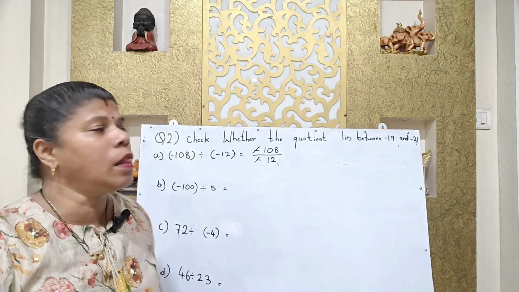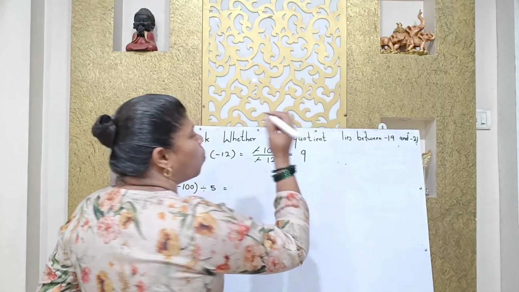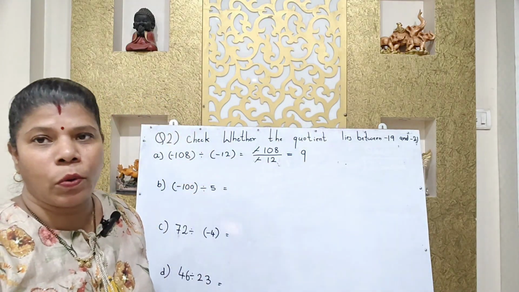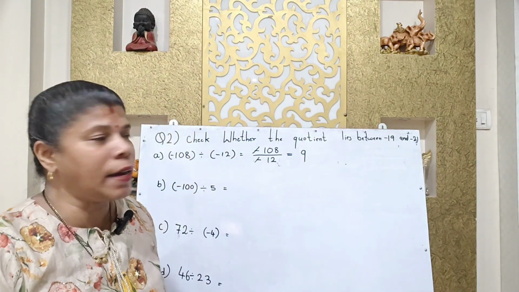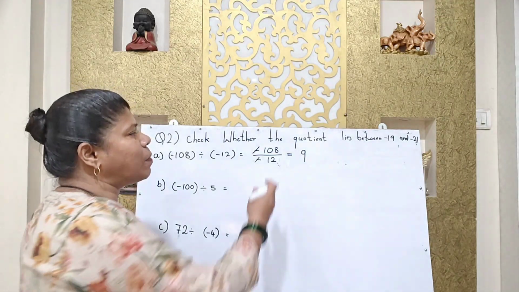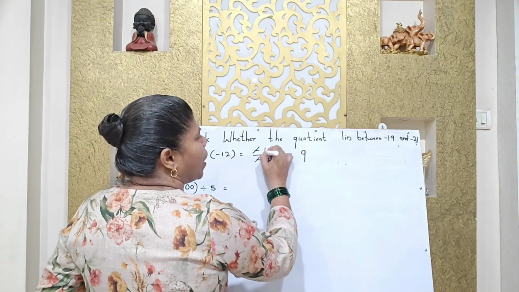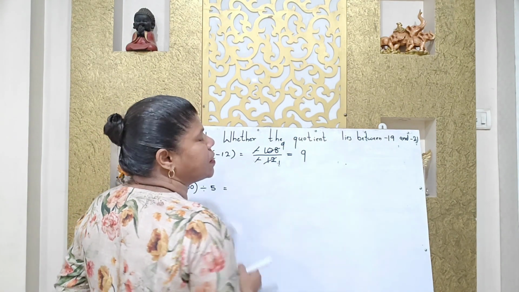We know that 12 nines are 108. 12 के टेबल में 108 आता है, तो हम 12 के टेबल से सीधा सीधा डिवाइड करेंगे. 12 ones are 12 and 12 nines are 108. So our answer is 9.